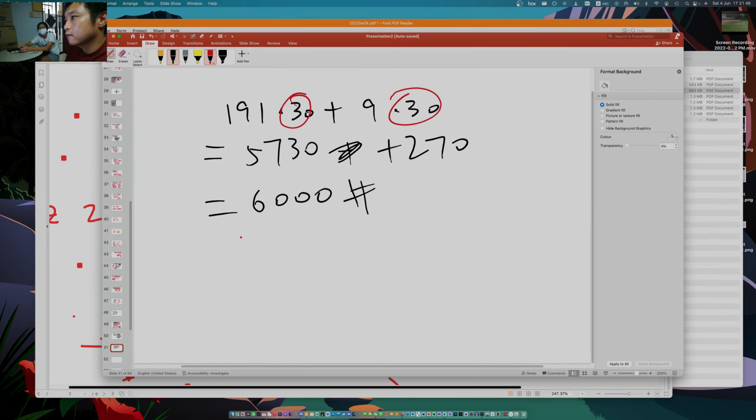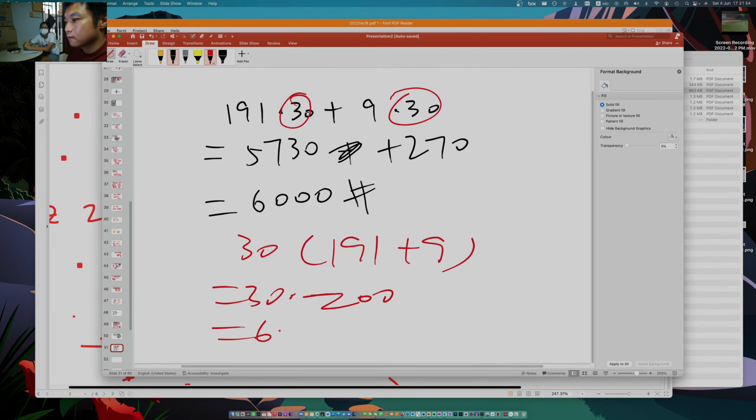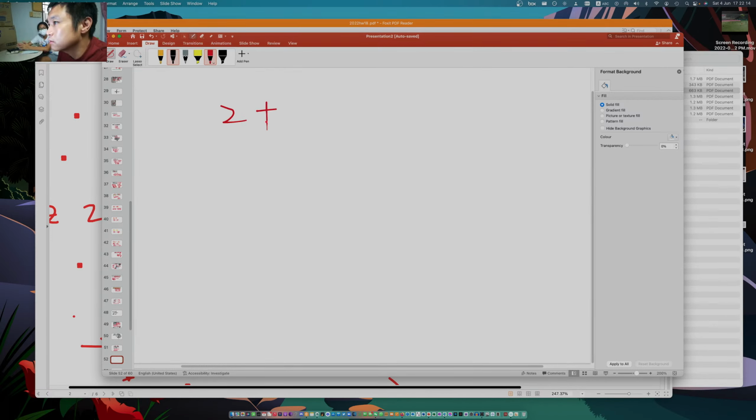Less than 10 seconds. I spent 10 seconds because I need to explain to you. If not, I can just see 30, 30, then 200. So this is one application. Sometimes you will get questions like this. But you must be able to see it. If you're not able to see it, you can use the factorization method, otherwise it's no use to you.